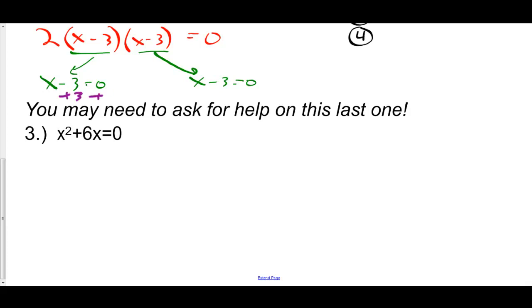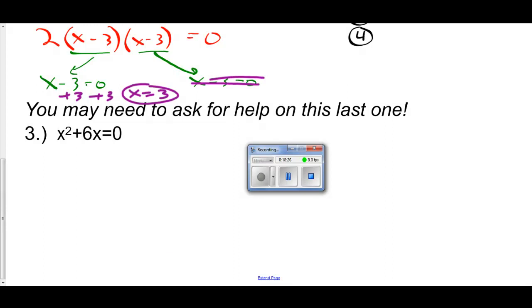So add 3 to both sides, x equals 3. You'll notice that when you solve this equation, x is equal to 3 again. So there's not really a whole lot to that. If x is equal to 3 both times, then you just need to write x equals 3. That's your answer. So you're in pretty good shape after that. So that's that problem. Let's go on to the next one.